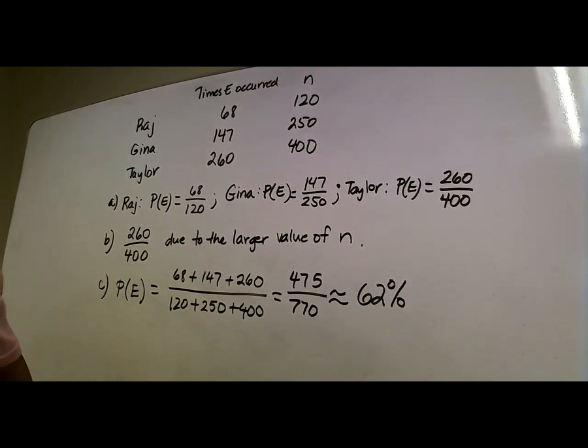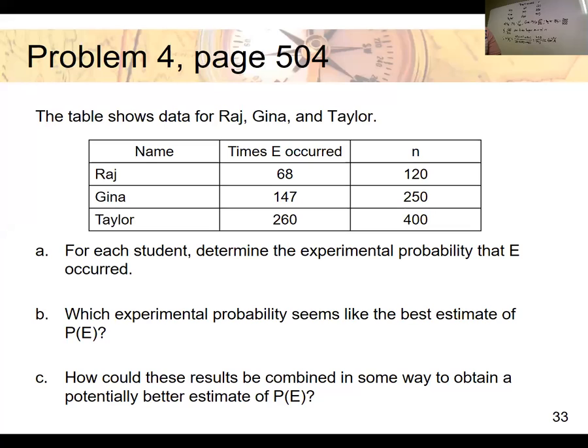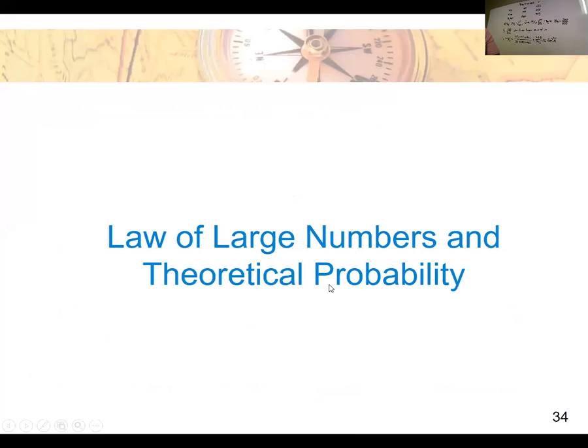All right, any questions about problem number 4 on page 504? Okay. Let's see, I guess we can stop right here with this particular problem. This is where I'll pick up next time. That's the law of large numbers and theoretical probability.